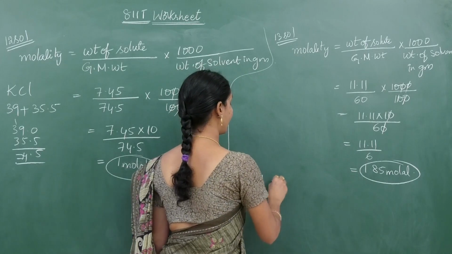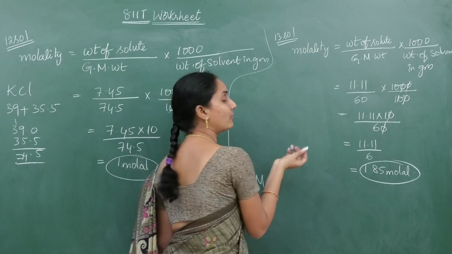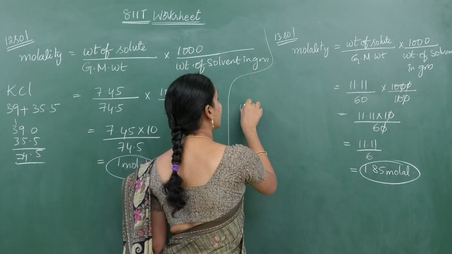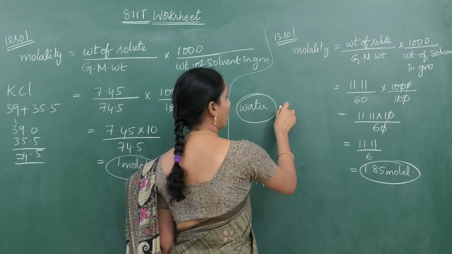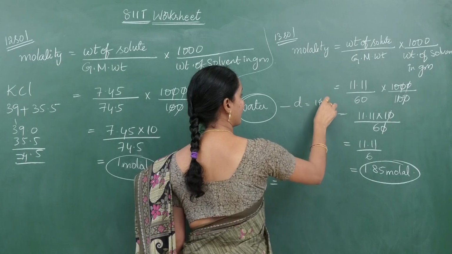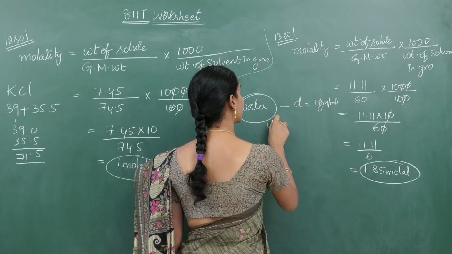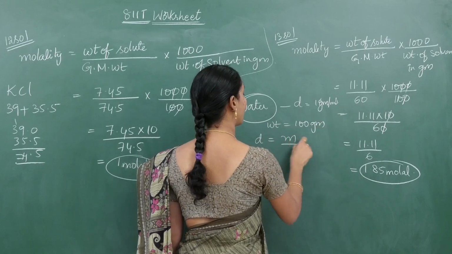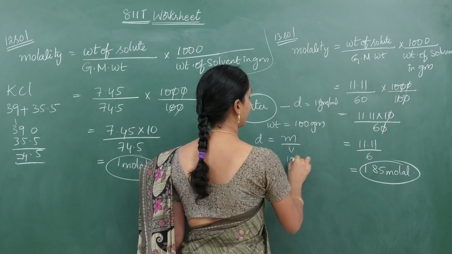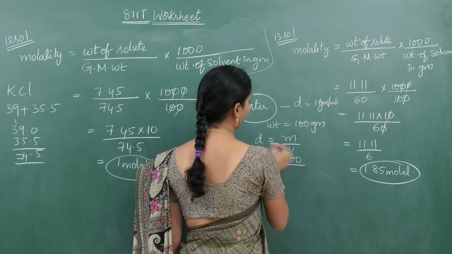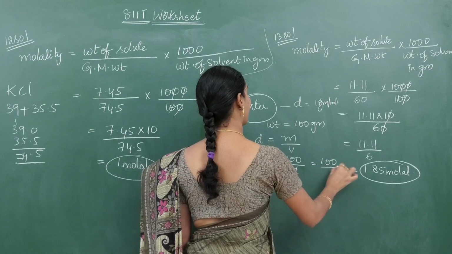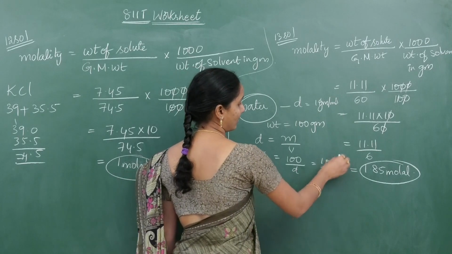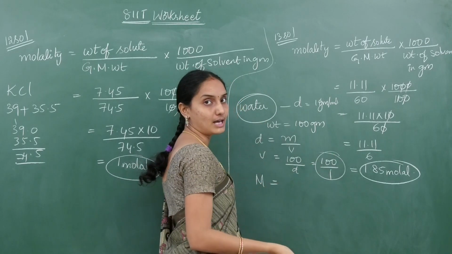Now we have to calculate molarity. For molarity we need volume, children. So how to calculate volume? The solvent you have taken here is water. Water's density is 1 gram per ml, children. So weight was also given for water, that is 100 grams. So density is equal to mass by volume. So mass is 100 by volume. If you want density you will bring here. So 100 by 1 it is. So again it is 100, children. 100 ml volume. Volume of solution becomes 100 ml.